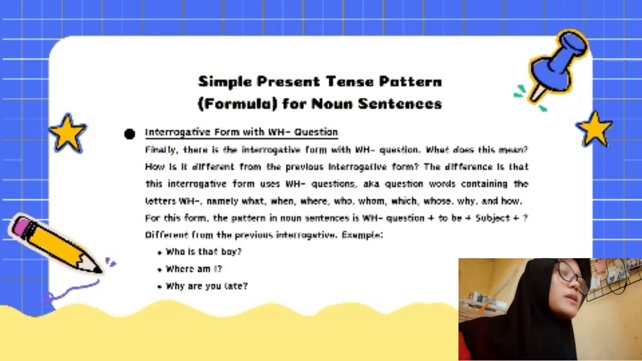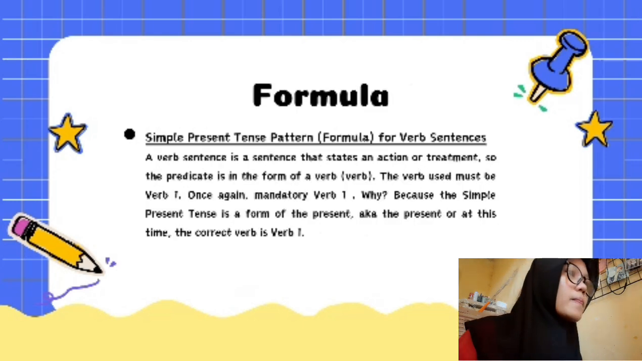For this form, the pattern in noun sentences is WH question plus to be plus subject plus question mark, different from the previous interrogative. Example, who is that boy? Where am I? And why are you late? Like that.